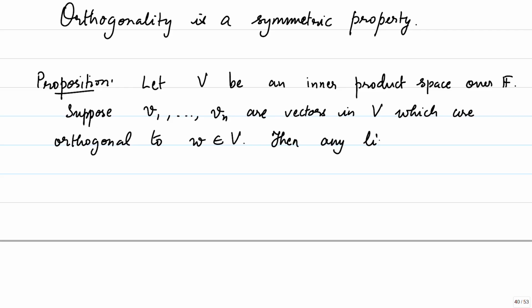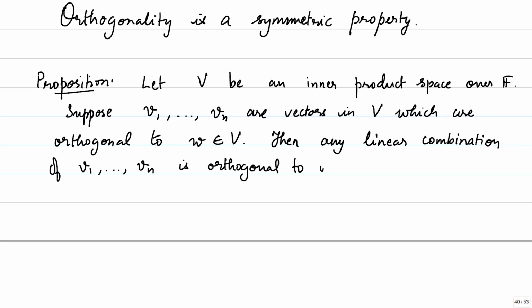Then any linear combination of v1 to vn is orthogonal to small w. Okay, let's give a proof of this proposition.